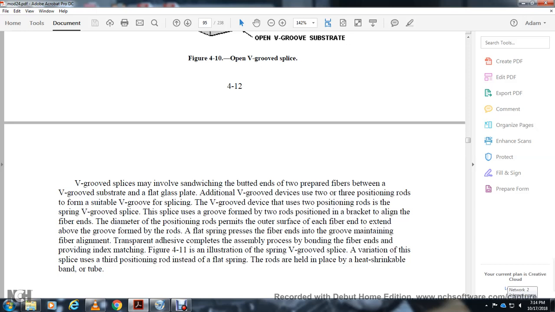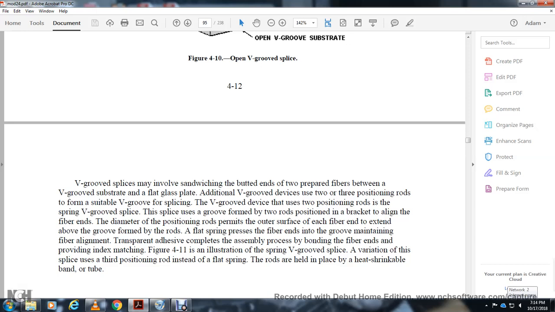The additional V groove is divided into two or three positional rods from the suitable V groove for the splice. In the V groove divided into position 2, you use two position rods in the splicing string V groove splice. The splice of the groove form of the 2 position aligns the fiber with the diameter pushing rod from the other surface of the end of the fiber and extends over the groove form of the rod's flat spring. Press the fiber into the groove to maintain the fiber alignment with the transparent adhesive.